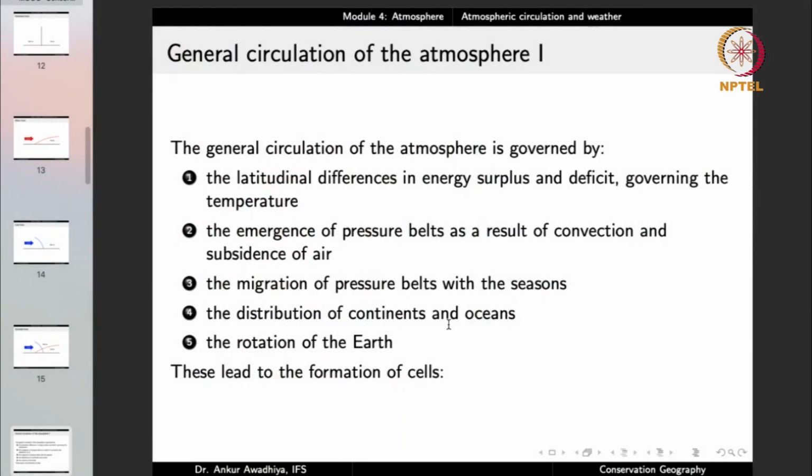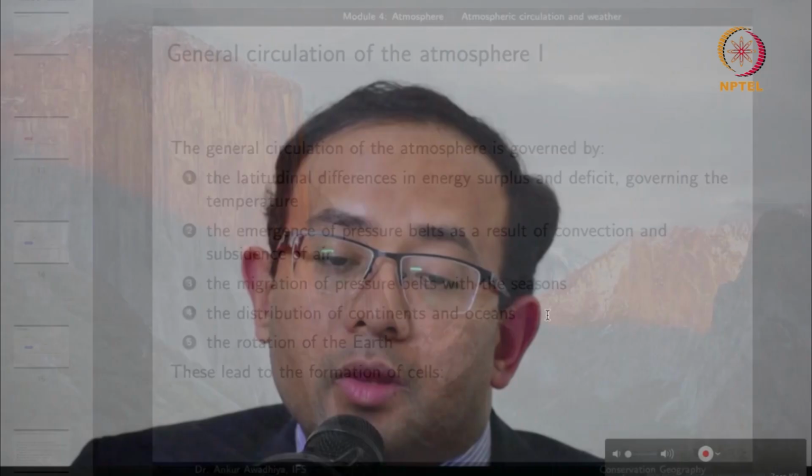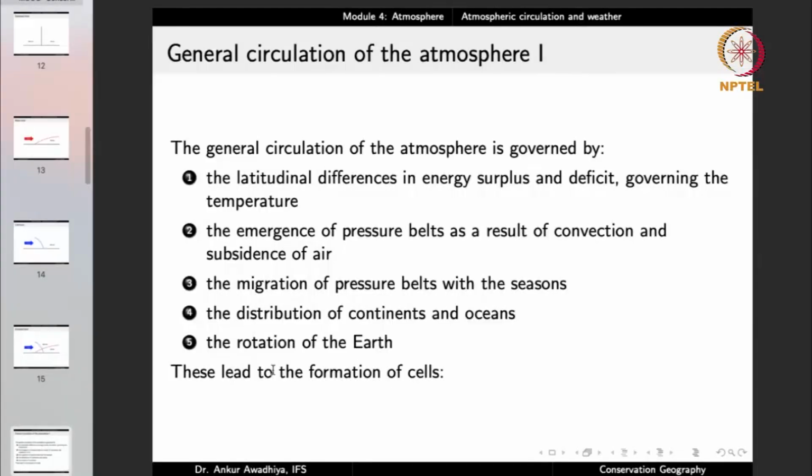It is also governed by the distribution of continents and oceans, because as we have observed, over the oceans the frictional forces are lesser, and at the same time, we have the generation of air masses when the air is there on a continent or on the ocean. So we have continental versus marine air masses. So depending on the configuration of the oceans and continents in an area, the patterns will change. And it is also governed by the rotation of the earth, which results in the Coriolis forces that get applied. So that changes the direction of the winds.